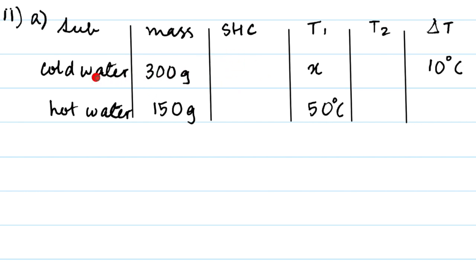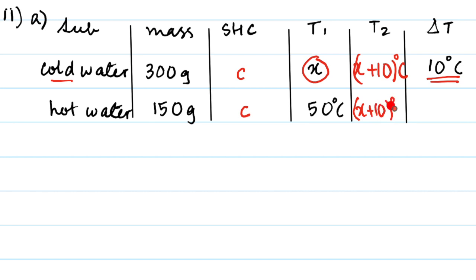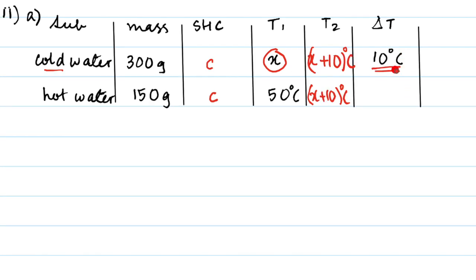Now remember, SHC of cold water, hot water is going to remain the same. So I'm just going to write over here C. Now final temperature is going to be the same for both the quantities of water, but remember, the cold water has initial temperature X, which we have to find out. And it has increased by 10 degrees C, and so my final temperature is X plus 10 degrees C. Got that? The cold water will have its temperature increasing. Now X plus 10, whatever this number is, this also will be X plus 10 degrees C. Agreed? But we know over here delta T is 10.